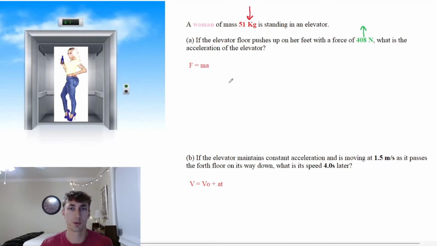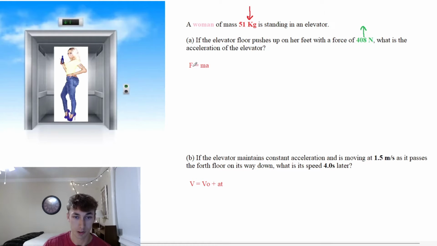Hello, we're going to be doing the physics elevator problem with an individual of a certain mass and the elevator acting against them. In this case, we have a woman whose mass is 51 kilograms standing in an elevator. A. If the elevator floor pushes up on her feet with a force of 408 newtons, what is the acceleration of the elevator? Now the woman has a mass going down, the elevator's force is going up. So we're trying to find the acceleration.